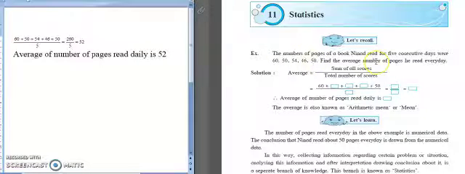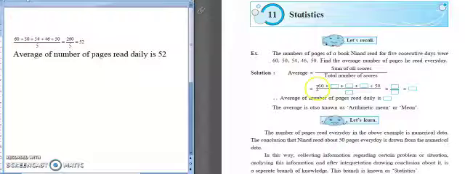So how will you conclude? What will be the conclusion? How many pages did he read daily? For that we have to find the average of these numbers. Find the average number of pages he read every day. The formula for average is given: sum of all the scores divided by the total number of scores. So these are the scores given.